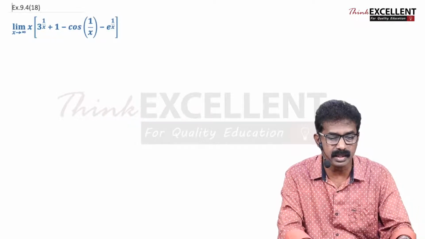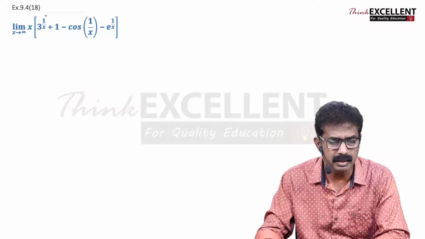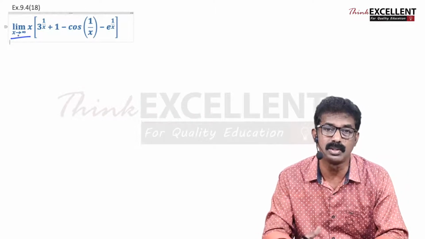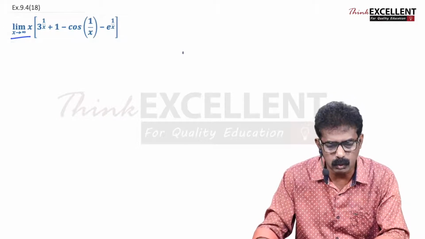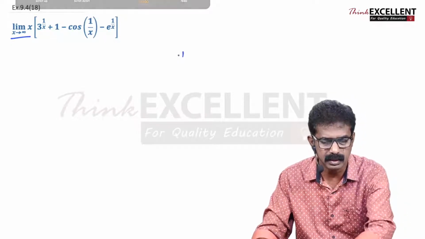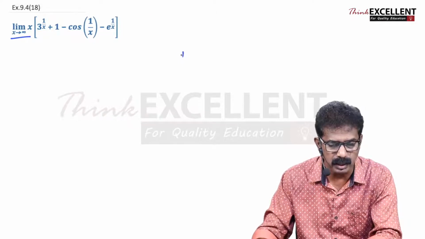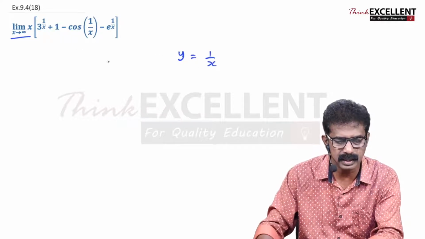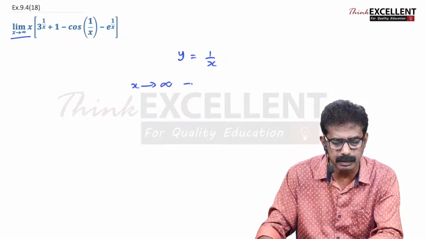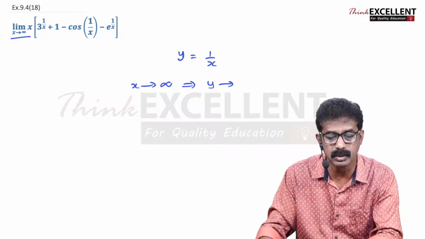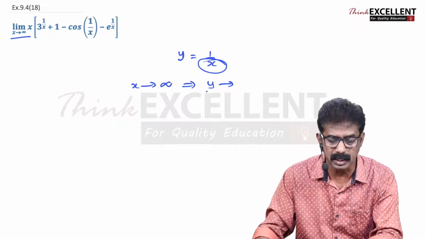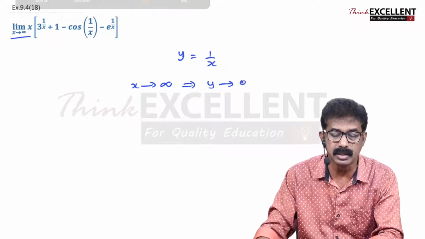For this question, I'll give a hint. 1 by x you can see in many places, right? Moreover, x tends to infinity. We want to make something tend to 0, so you take the reciprocal. So here the method is, let y is equal to 1 by x. So x is tending to infinity; what can you say about the y value? For x you put infinity, y equals 1 by infinity. 1 by infinity means 0, right? So as x tends to infinity, y tends to 0.